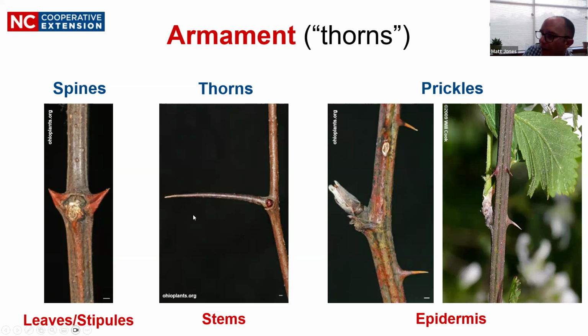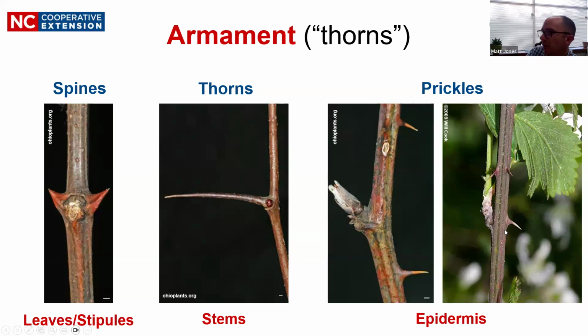So look at the arrangement of these sharp and pointy things on the stem. Is it occurring where a stem should be or where a leaf or stipule should be? If it's more randomly placed, it's probably a prickle, because those are just extensions of the epidermal cells or the epidermal tissue system. And so they'll be much more randomly placed.